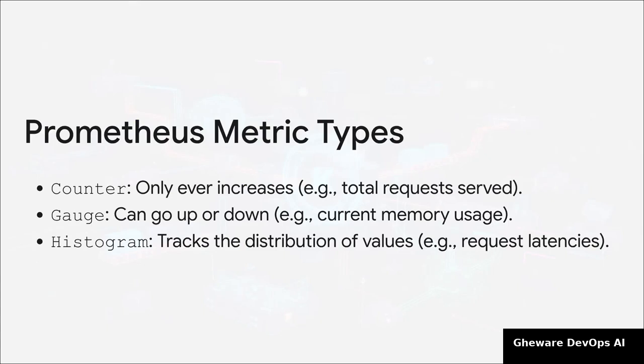Now, Prometheus has a few main metric types. A counter only ever goes up, like the total number of requests your app has served. A gauge can go both up and down, like the current memory usage.